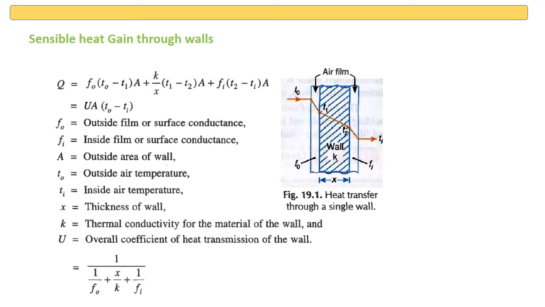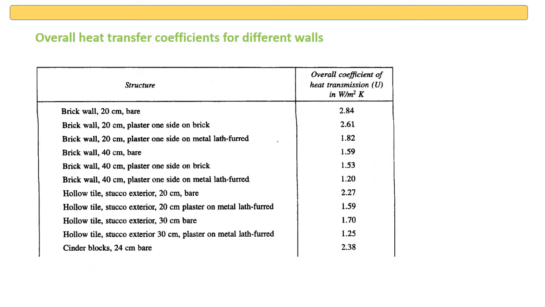So this is U. U is specified for different kinds of walls in different standards. These are different values of U which need to be taken while calculating the cooling load. Directly these values can be taken. This is according to the ISRE standard, at 27 degrees Celsius.